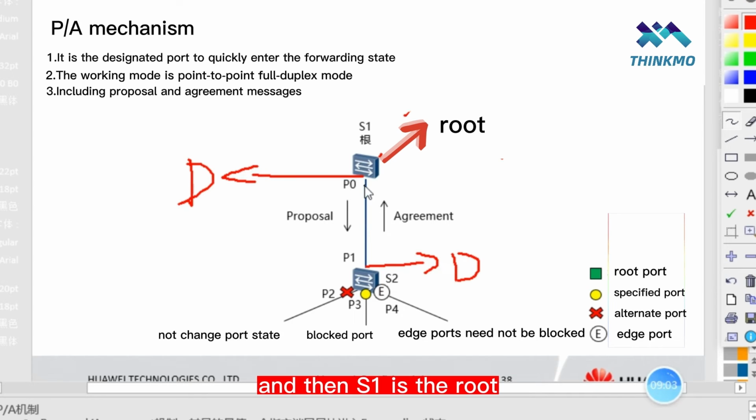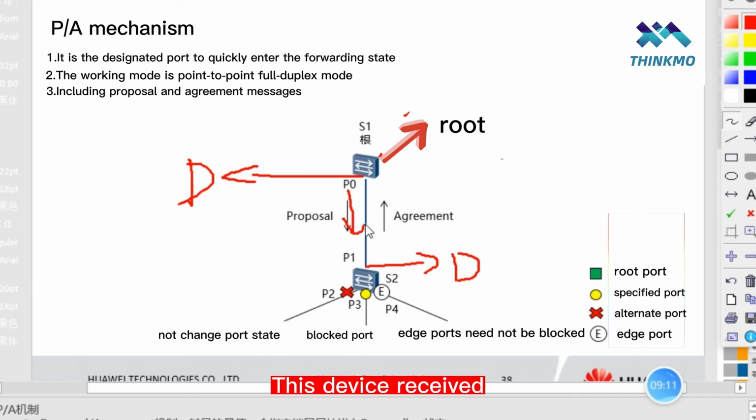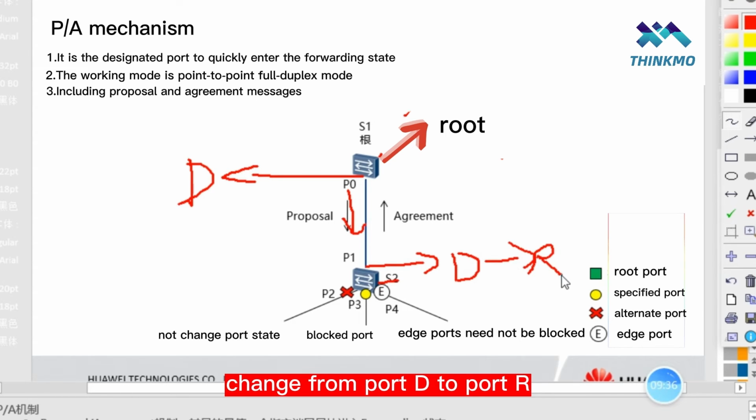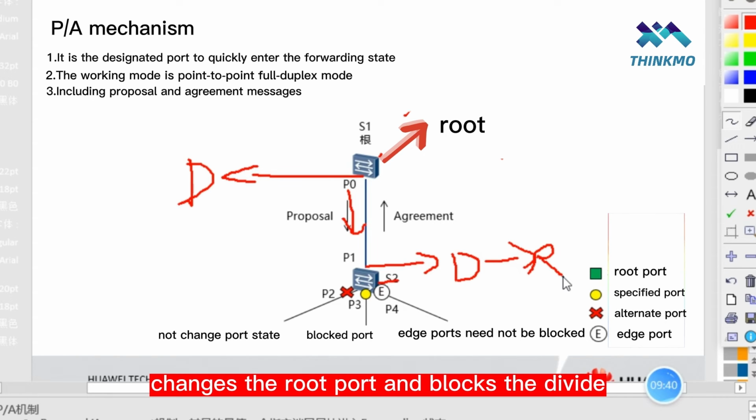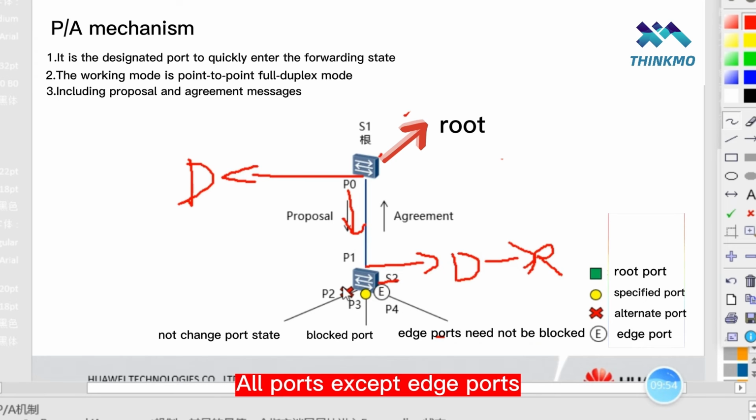And then S1 is the root. Then the device will send out the proposal message. Downstream, the S2 device receives it. When it receives it, it changes this port from port D to port R, which is what we call the root port. It changes the root port and blocks all ports except edge ports.